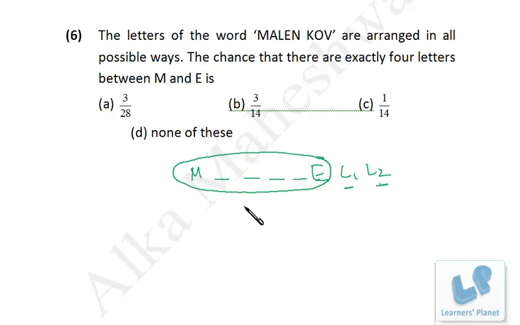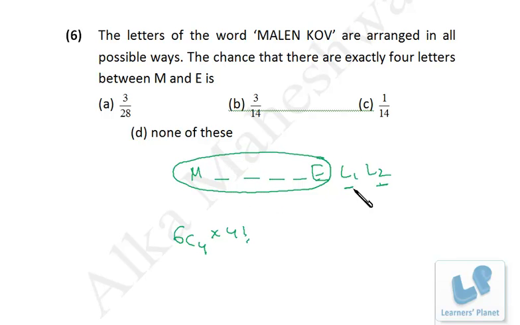Now friends, the most important thing over here: which 4 letters will come over here? In all, we are having 8 letters. Out of these 8 letters, M and E are already there, right? Now which 4 letters will come over here? So out of the remaining 6 letters, we need to select 4 letters, right? Now these 4 letters can be rearranged in 4 factorial ways, right? Now this is the arrangement when we have chosen 4 letters and we are arranging them between M and E, right?